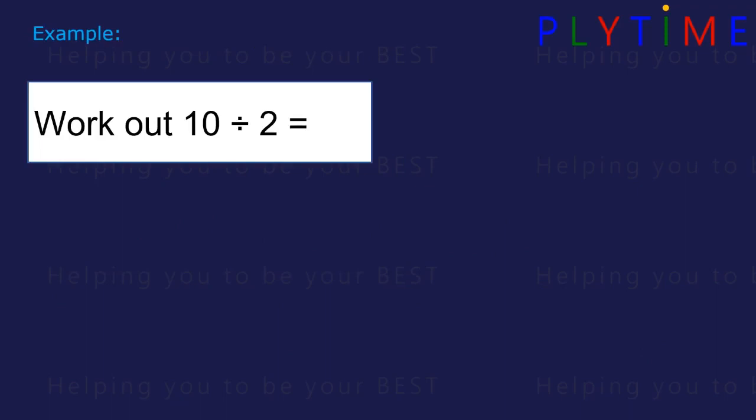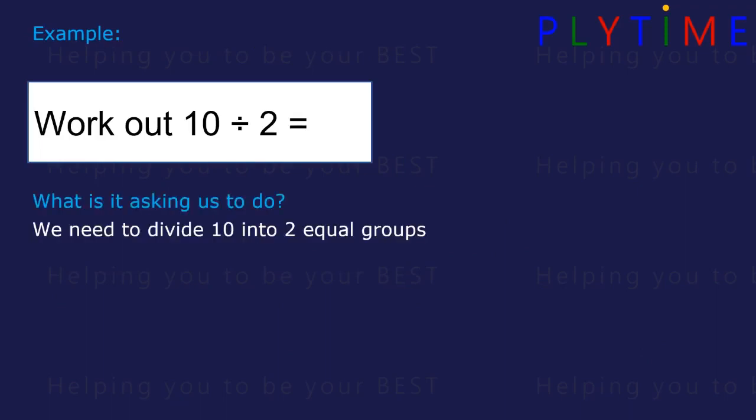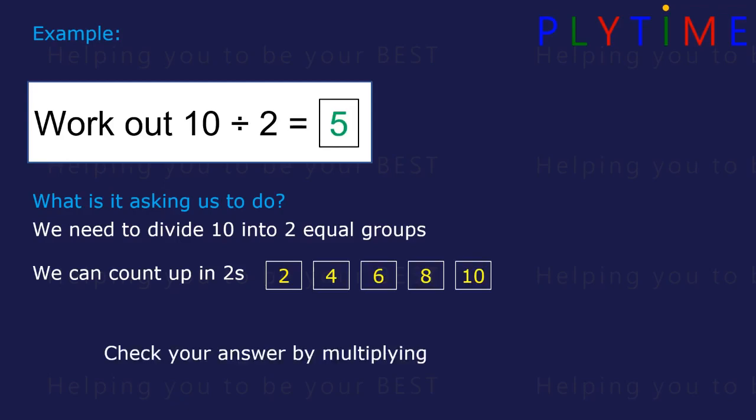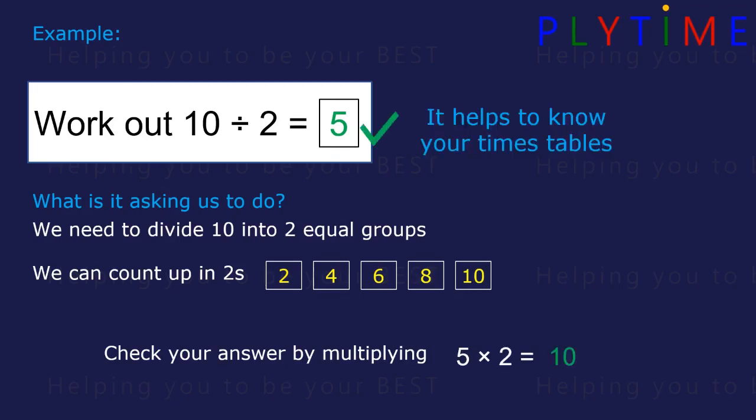Let's do an example. 10 divided by 2. What is it asking us to do? Divide 10 into 2 equal groups. We can count in twos. 2, 4, 6, 8, 10. There are 5 equal groups, and we can check by multiplying. So 2 multiplied by 5 equals 10. That's correct. It helps if you know your times tables.